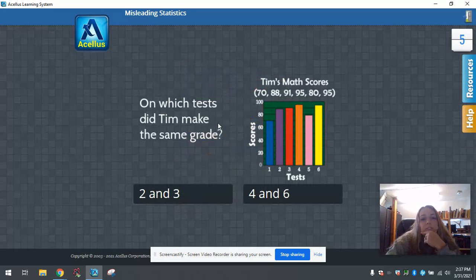On which tests did Tim make the same grade? So these are his tests. These are his test scores. Here's his math scores. Which ones did he make the same grade? Well, it's not exactly the same, but 4 and 6 are exactly the same. Okay.